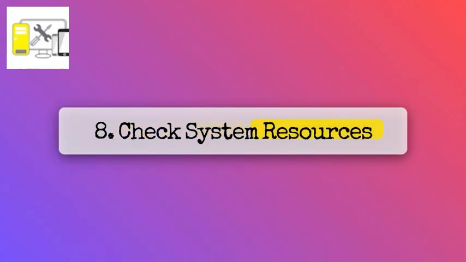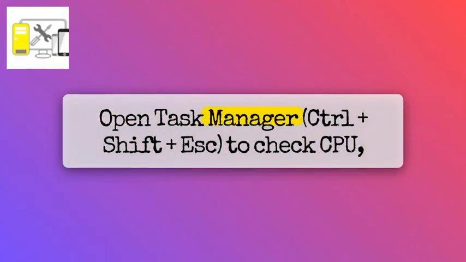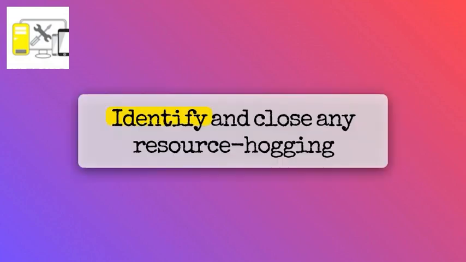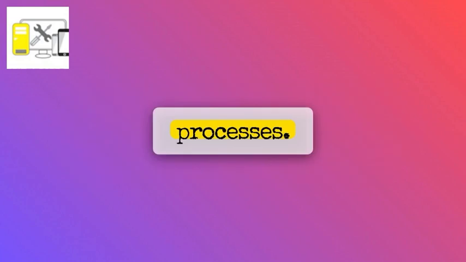8. Check System Resources. Open Task Manager, Control-Shift-Escape, to check CPU, memory, and disk usage. Identify and close any resource-hogging processes.